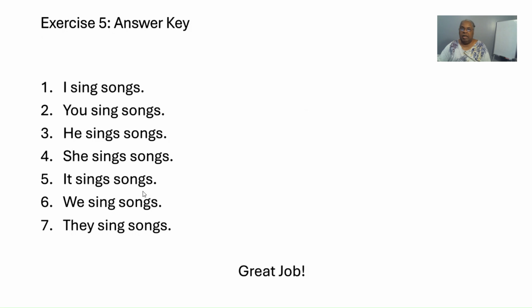Answer key to exercise 5. For exercise 5, you should have written 7 sentences, and they are: 1. I sing songs. 2. You sing songs. 3. He sings songs. 4. She sings songs. 5. It sings songs. 6. We sing songs. 7. They sing songs. Great job.